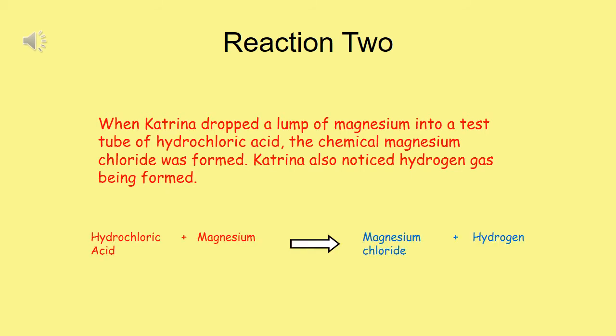Here's what you should have got. It should be hydrochloric acid plus magnesium goes to magnesium chloride plus hydrogen. Remember, all of the information is in the sentence above. You don't need to figure out what's going to be made. You just have to think, right, which ones are going on which side of the arrow.